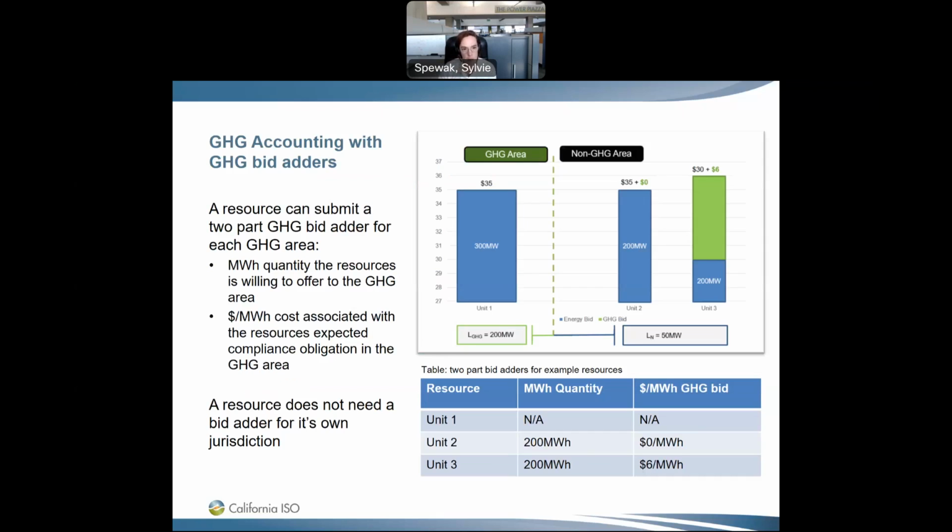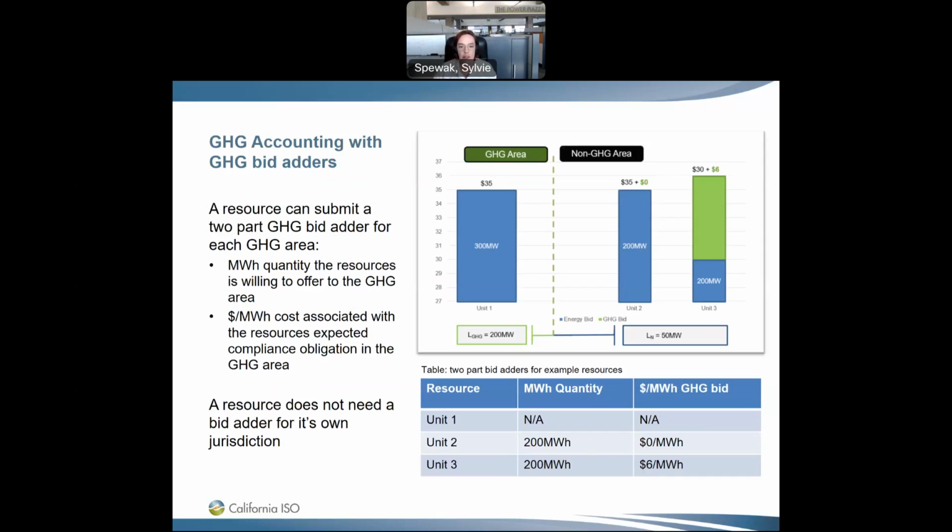The dollar per megawatt quantity is the second portion of this bid, and it reflects the cost associated with the resource's expected compliance obligation in the GHG area. So, for example, Unit 2 does not expect to have to pay any compliance obligations. It will have to fulfill administrative reporting obligations, but it's a clean resource, so its expected compliance cost is zero.